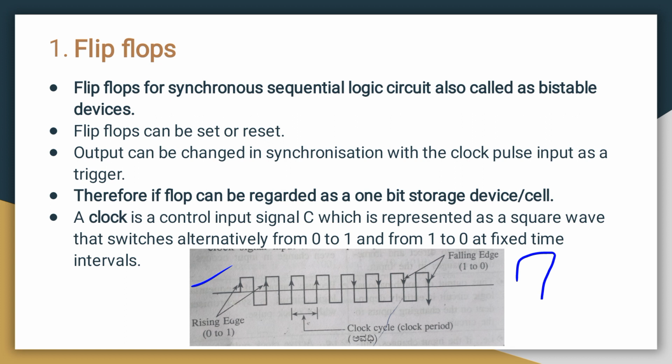So it will go rising, falling, right? So this is the clock. Clock is a control input signal C, which is represented as a square wave that switches alternatively from 0 to 1 and from 1 to 0 at fixed time interval. Nothing but when it is going for the rising edge, it starts from 0 to 1 and stays constant, then comes back to 0, nothing but 1 to 0.